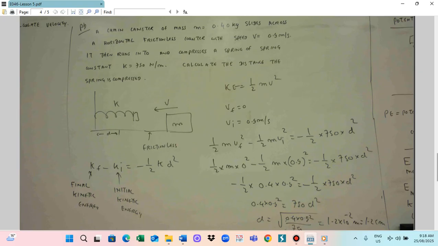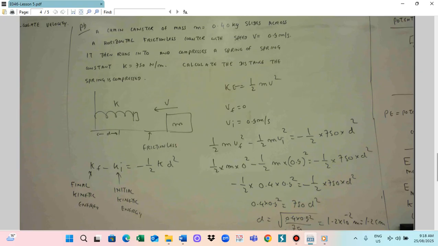So this is the spring, with spring constant K, on a frictionless surface, and this is a mass M with velocity V. It hits the spring, so the spring will be compressed by a distance D. We have to calculate the distance.